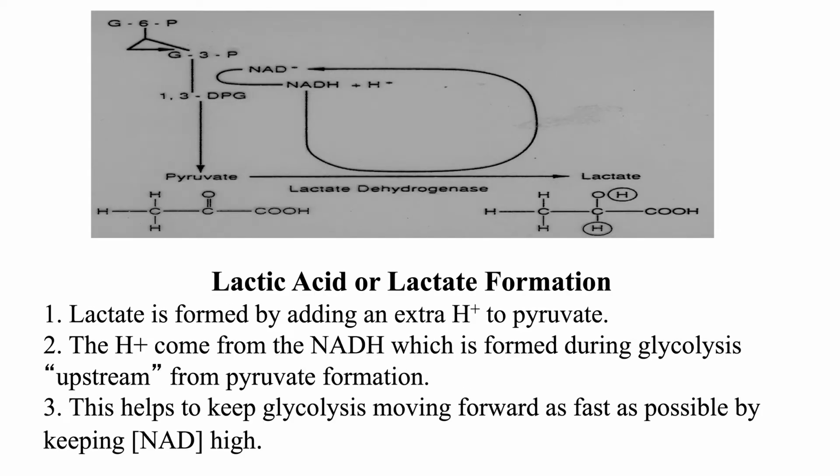Okay, lactic acid, lactate formation. I've already talked a little bit about it, but just to go through it again, it says lactate is formed by adding an extra hydrogen to pyruvate. It says the hydrogen comes from the NADH, which is formed during glycolysis, upstream from pyruvate formation. This helps to keep glycolysis moving forward as fast as possible by keeping NAD high.